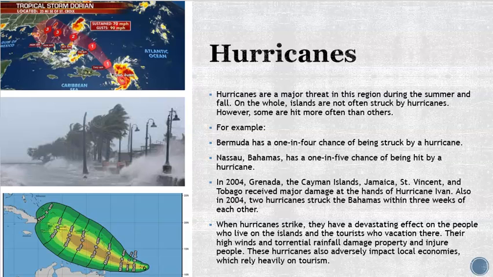There are also hurricanes. Being in the Caribbean, you have a greater chance of being hit by a hurricane. For example, Nassau, Bahamas, has a 1 in 5 chance of being hit by a hurricane. When hurricanes strike this area, they have devastating effects on the people who live on the islands. Basically based on poor infrastructure, a lot of the buildings aren't necessarily as strong as some of the buildings here, and so when hurricanes come through these areas, it really leaves a lot of destruction.